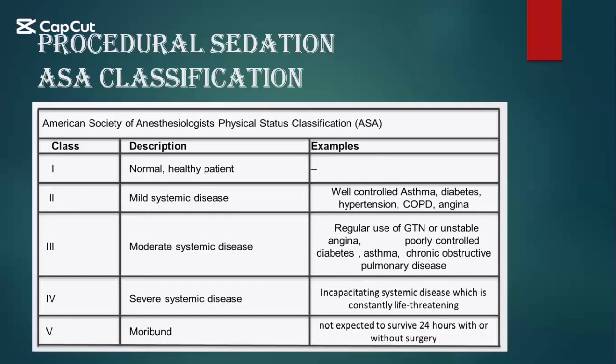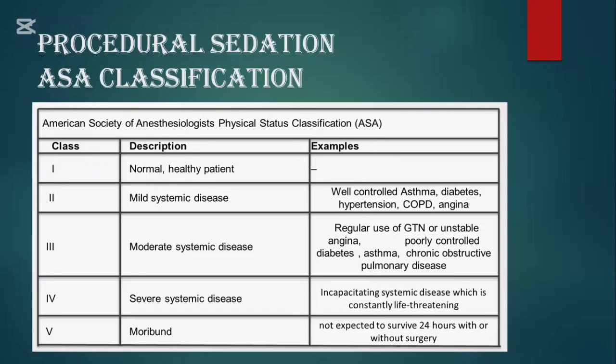So first of all, before giving any procedural sedation, we have to classify the patient depending upon his physical health and comorbidities, so that we can plan accordingly and give sedation according to the patient's condition. Right? There are 5 classes of the American Society of Anesthesiologists. We call it ASA classification: 1, 2, 3, 4, and 5.